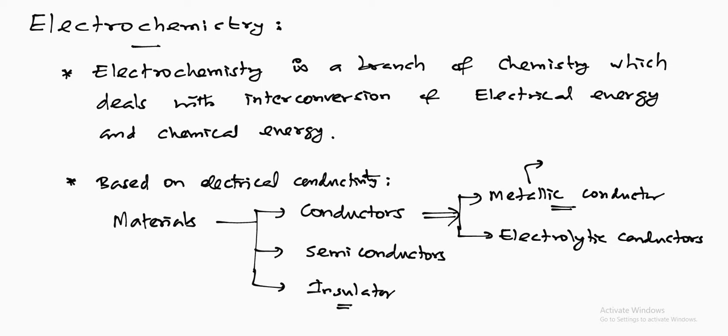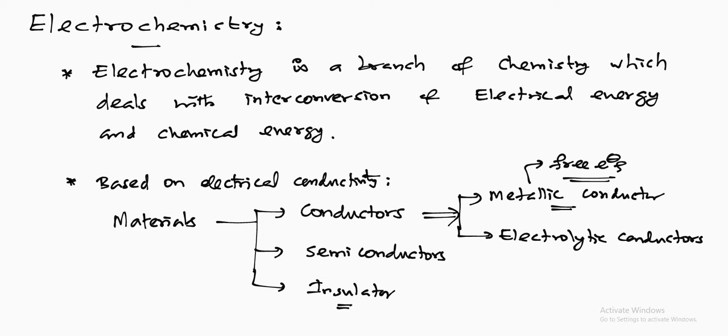In metals, the conduction is due to free electrons. Metals have free electrons, so when you pass current through a metal, these free electrons carry the current and move from one end to the other. Is this clear? So metallic conductors are good conductors, and the conduction in a metallic conductor is due to free electrons. Keep that in mind.